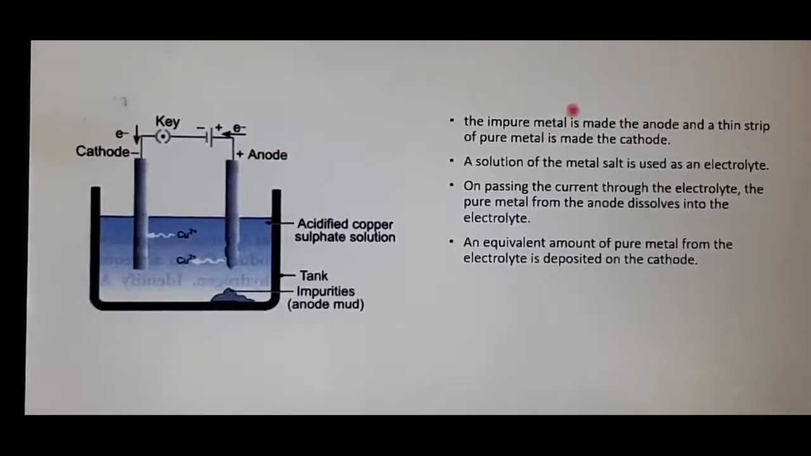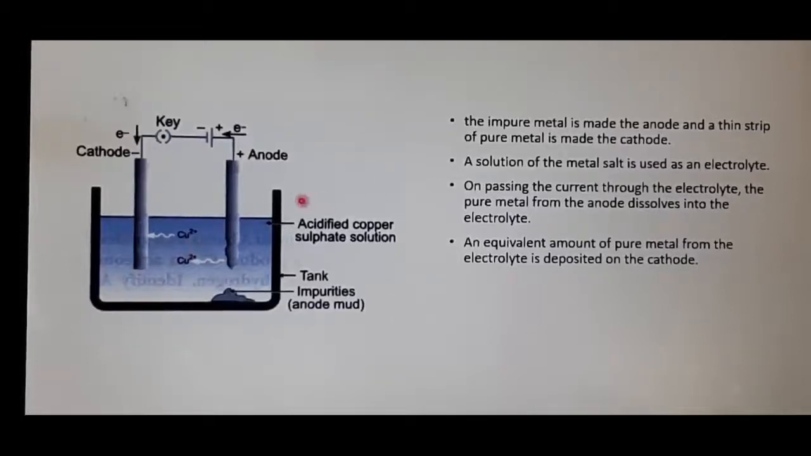Here the impure metal is made the anode and a thin strip of pure metal is made the cathode. So the anode is the impure metal strip, and the cathode is the pure metal strip. For example, if we have to purify copper metal, impure copper will be the anode and pure copper will be the cathode. A solution of the metal salt is used as the electrolyte. Since we have to purify copper, we will take a copper salt solution. We can take copper sulfate solution.